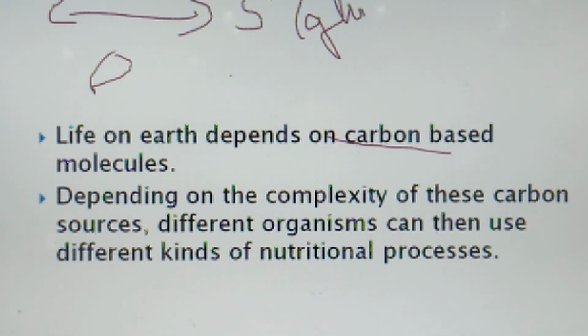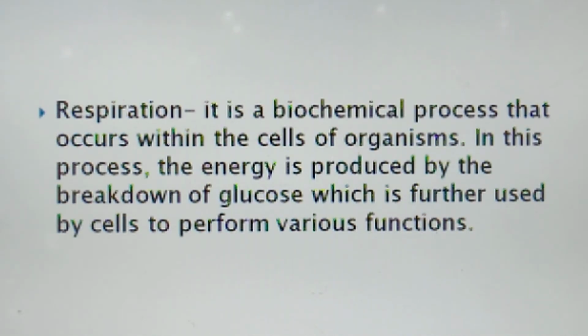And what about multicellular? Many cells are present in multicellular organisms, including man. In multicellular organisms, the cells are not in direct contact with the environment. So what happens here? We require special types of tissues for specialized functions. Depending upon the complexity of these carbon sources, different organisms use different kinds of nutritional processes. In unicellular organisms, complex substances are converted to simple substances in a single cell, but in multicellular organisms we require the digestive system.